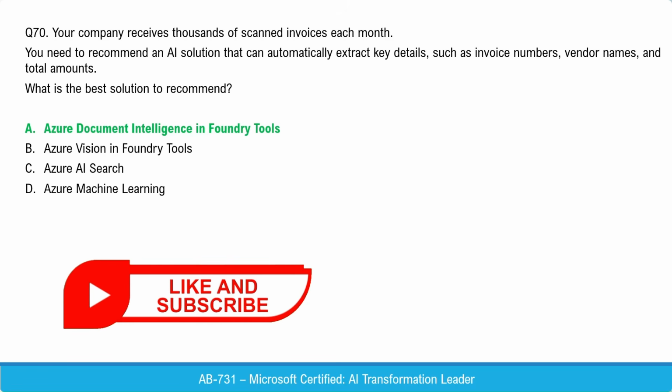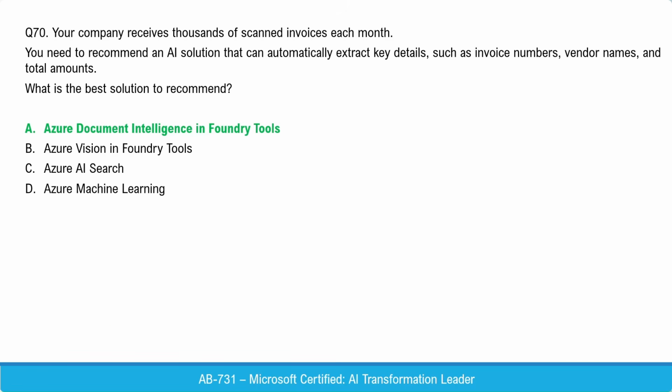Let's understand why. See, the company receives thousands of scanned invoices and wants to automatically extract key details like invoice numbers, vendor names, and total amounts. This is a document processing scenario, specifically extracting structured data from semi-structured documents. Option A, Azure Document Intelligence Foundry Tools, is the best choice. It provides pre-built models for invoices and can automatically extract key value pairs, tables, and structured information with high accuracy.